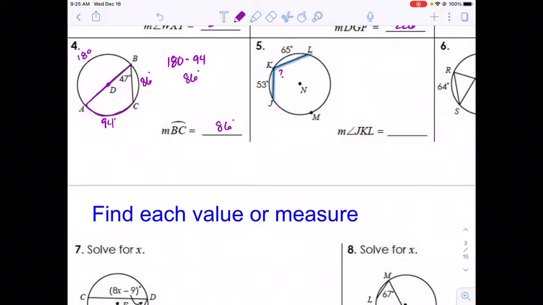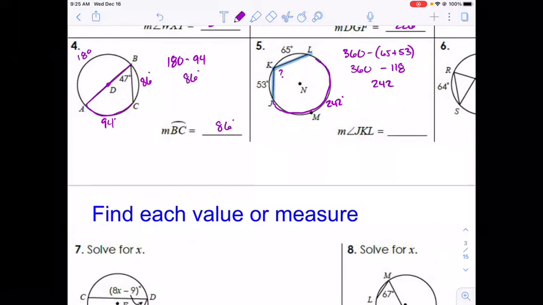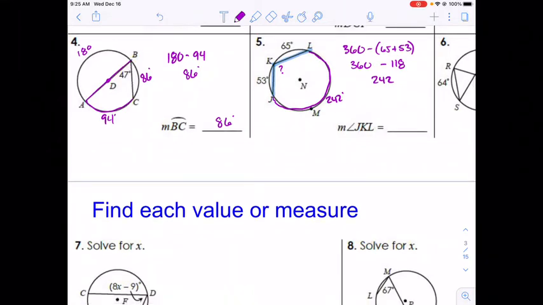So to find JML, we're going to add up these other two arcs, because remember, all arcs are going to add up to 360. So we're going to have 360 minus the sum of 65 plus 53. We're going to add those together, which is going to give us 118. And we're going to subtract from 360, which is going to give us 242. Now, that means that this arc out here is 242 degrees, going from J all the way through M and around to L. The angle we're looking for is going to be half of that. So we're going to divide by 2, which is going to give us 121 degrees.